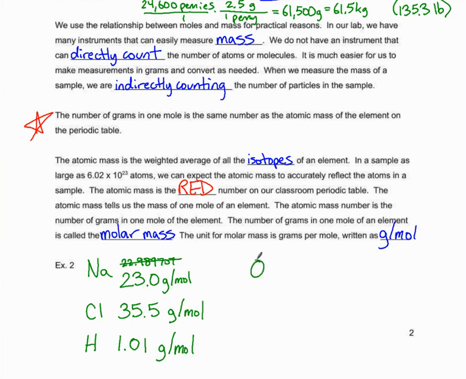Find oxygen on your periodic table. The periodic table says oxygen has an atomic mass of 15.9994. To 3 significant figures, that rounds to 16.0. That's grams per mole.